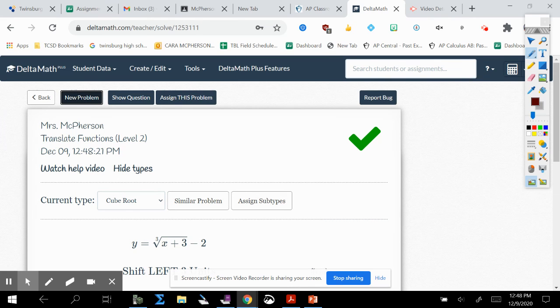So that is the last thing in chapter 6, looking at how you graph cube roots. I hope that makes sense.